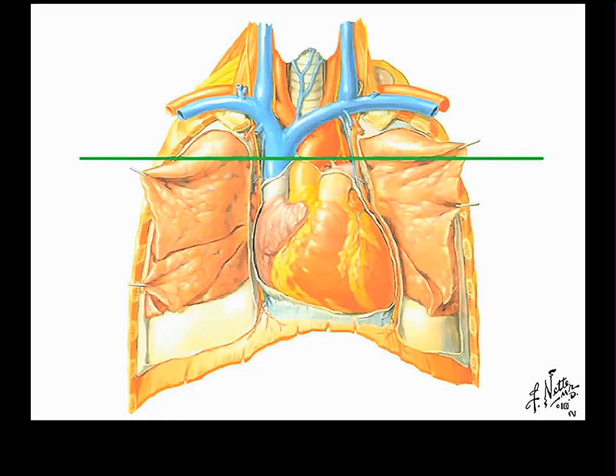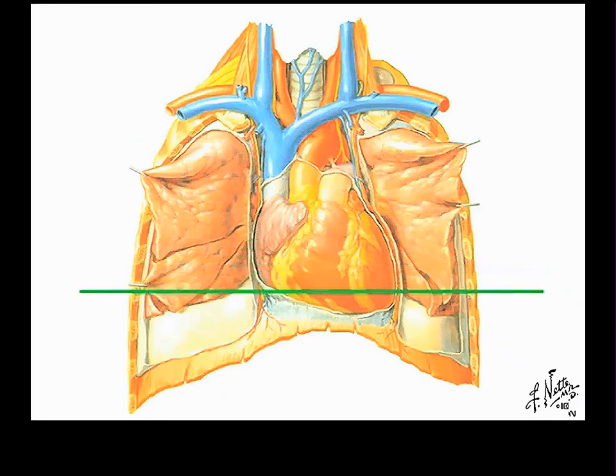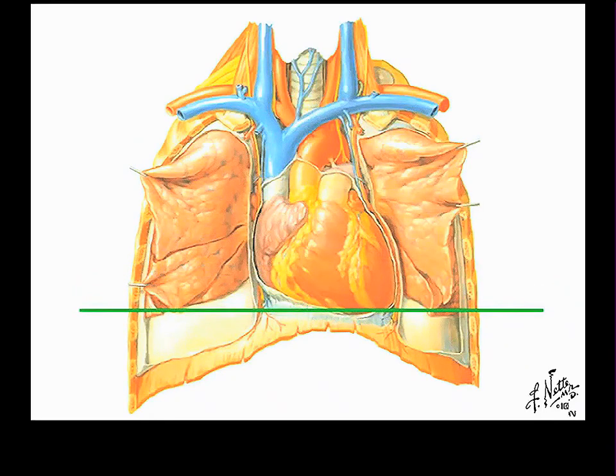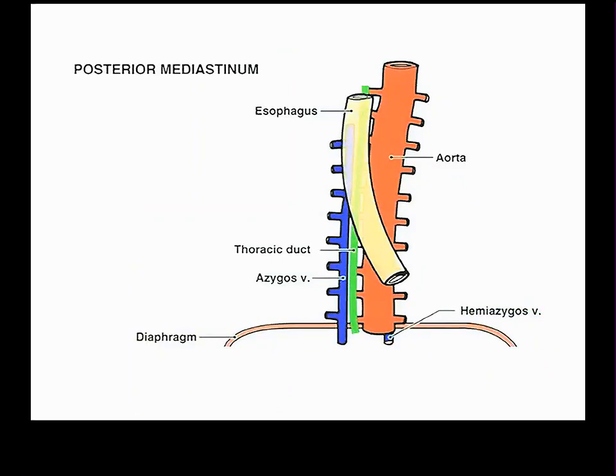Posterior mediastinum. We're going to sweep down the posterior mediastinum, but there's no picture of it here. Posterior mediastinum consists essentially of 4 structures. The descending aorta, which is on the left anterior side of the vertebral column. The azygous vein, which is on the right anterior side of the vertebral column. And in between them, the thoracic duct. That's a fixed relationship: descending aorta, then thoracic duct, then azygous vein.